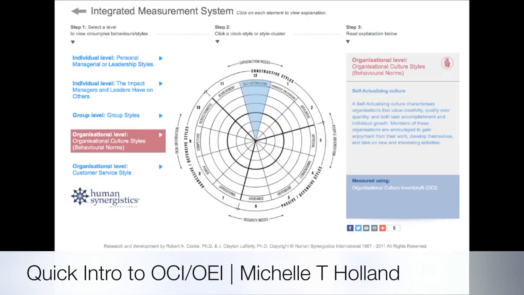When you have a look at the circumplex, which is this here, that's the circumplex. It's basically a visual representation of a data set.